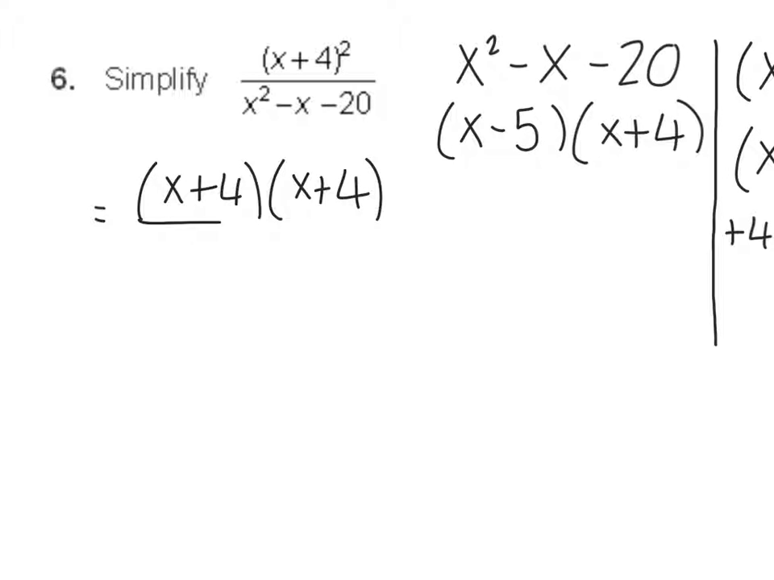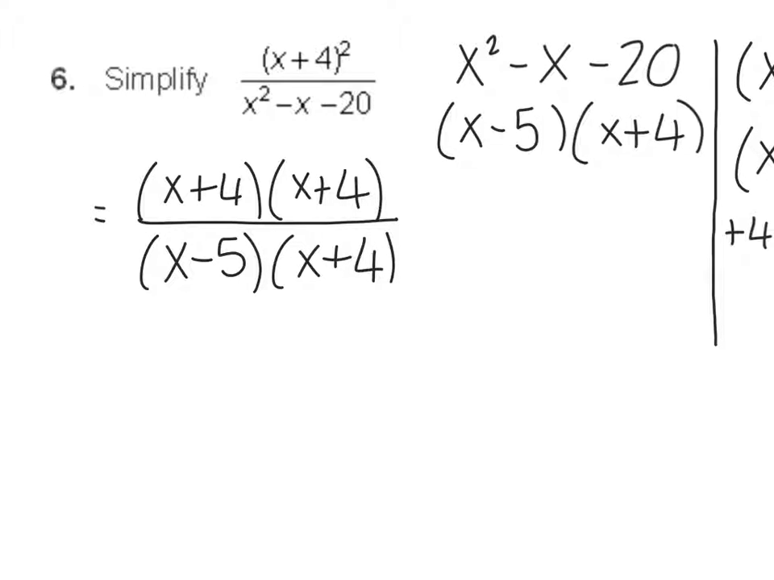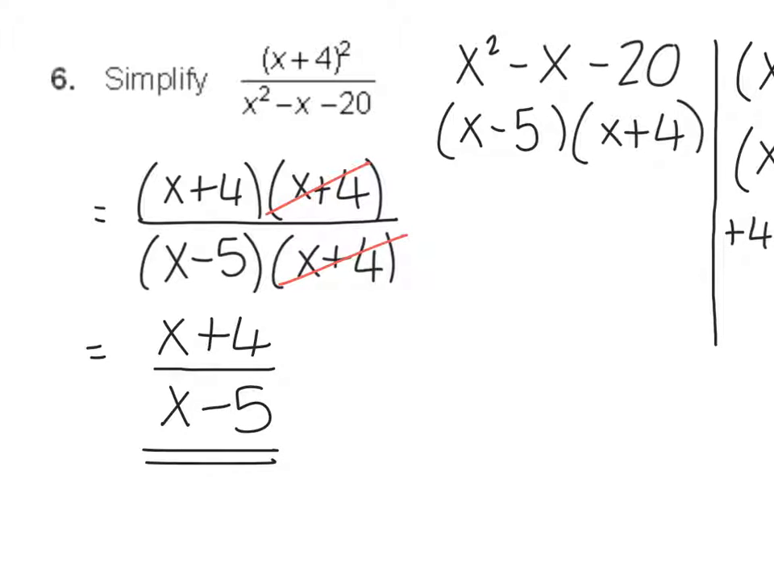And the factorised denominator, which we worked out a moment ago, is x take away 5 and x plus 4. So now we can see that we have a bracket on the top, which can be cancelled with a bracket on the bottom. That then leaves us with x plus 4 on the top, no real need for the brackets now, and x minus 5 on the bottom. That's our fraction fully simplified, so that's the end of the question.